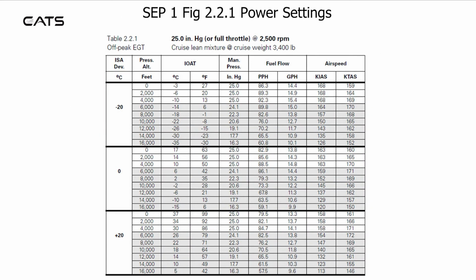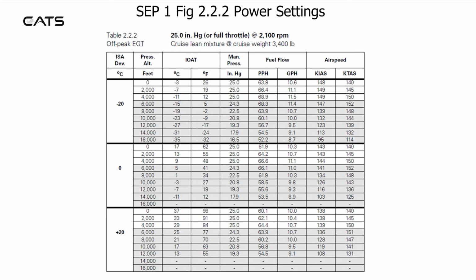Figure 2.2.1. Power settings. This table is for 25 inches mercury or full throttle at 2500 RPM, and it contains values for ISA -20 to ISA +20 for various altitudes, 0 feet sea level up to 16,000 feet, for manifold pressures, fuel flows in pounds per hour, gallons per hour, indicated airspeeds in knots or in TAS.